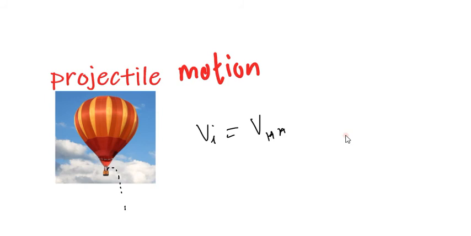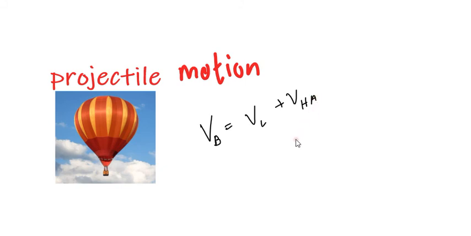There could be another problem. They could make it tricky another way. They could try saying that the person in the hot air balloon throws the ball. So now, if a person throws the ball while he's in a hot air balloon, the velocity of the ball is going to be equal to the velocity of launch plus the velocity of the hot air balloon. So simple.